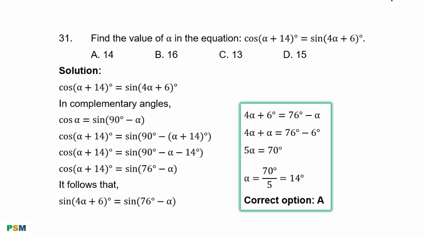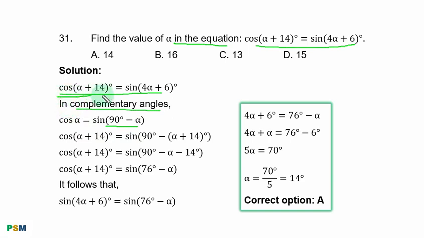Question 31. Find the value of alpha in the equation. You have this equation. Solution. This is the given equation. In complementary angles, cos alpha is equal to sine 90 degrees minus alpha.